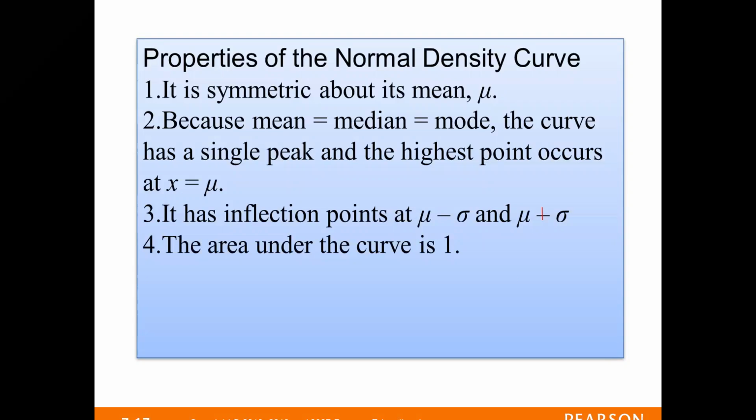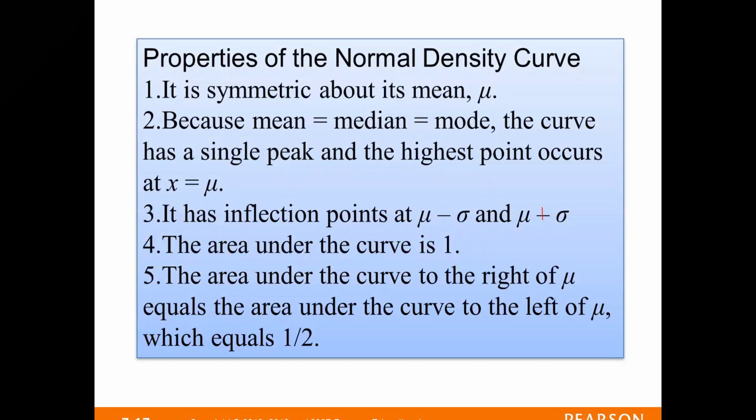Because it is a probability distribution, the area under the curve is equal to 1. And because it's symmetric, I know that the area to the left of the mean is equal to the area to the right of the mean, and they're both equal to a half. Remember, it's symmetric about its mean. So the mean splits the picture in half because the total area is 1. If I were to drop a line at the mean, half of the area would lie to the left and half of the area would lie to the right.